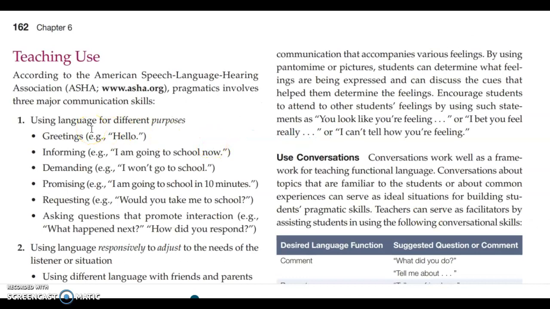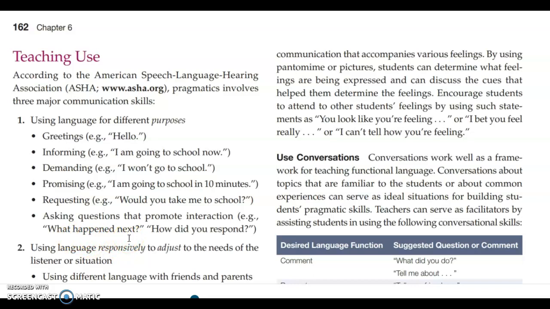So, teaching your students how to use language for different purposes, such as greetings, informing: where are you going? I'm going to school now. Demanding, promising, requesting: could you get my blue shoes, please? Or would you take me to school? Something like that. Asking questions that promote interaction. Again, what I talked about in part 1, giving them more than just one word answers.